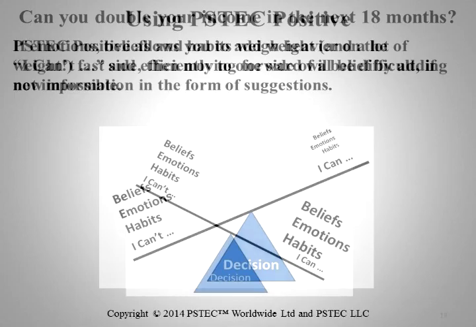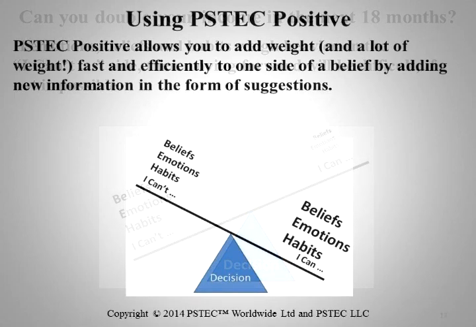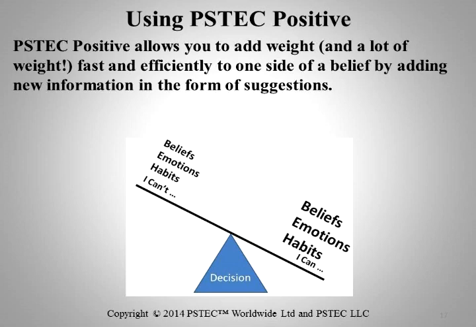With PSTEC Positive, which a lot of people listening now have some experience with, what it's about is that it allows you to add weight, a lot of weight, fast and efficiently to one side of a belief by adding new information in the form of suggestions. So if you have a belief that says, I can't double my income in the next 18 months, you begin to apply suggestions to the subconscious in the opposite direction, and you can tip that scale. And we're just talking about that belief at the moment. You can begin to tip that scale over to the right, to I can.